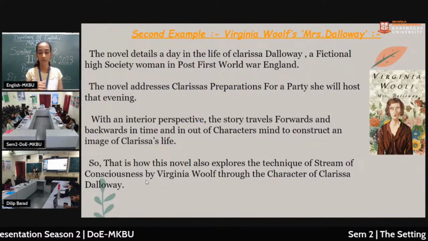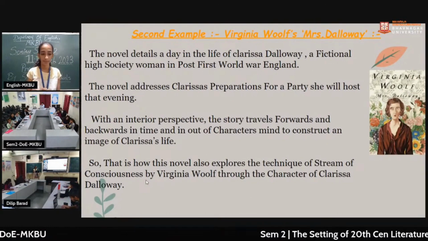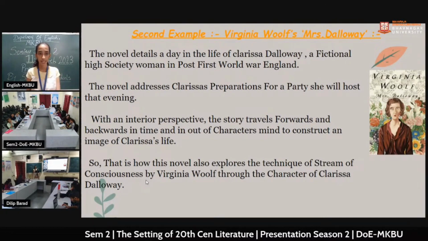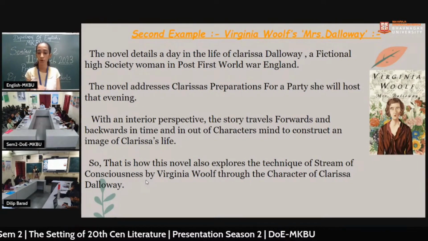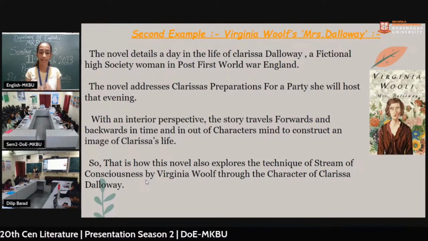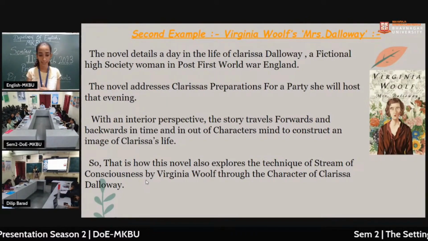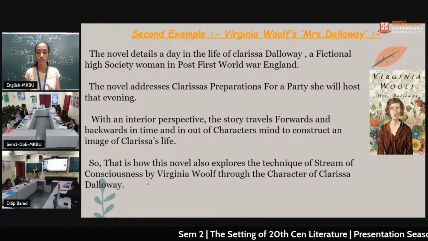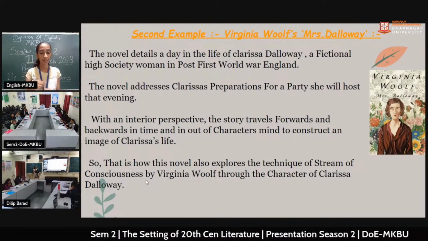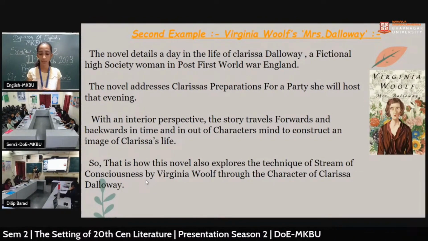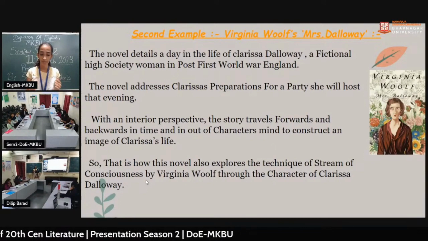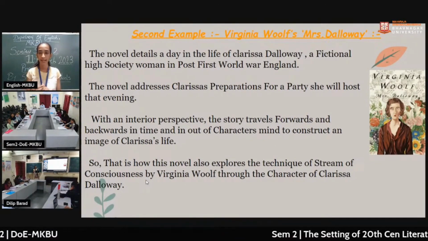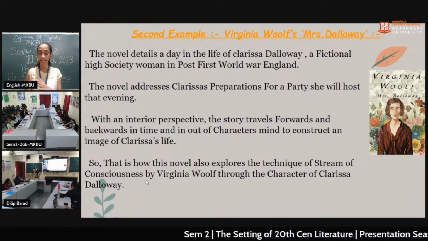Another example is Virginia Woolf's novel Mrs. Dalloway. The novel details a day in the life of Clarissa Dalloway, who is the main character and narrator, a fictional high society woman in post First World War England. The novel addresses Clarissa's preparations for a party that she will host that evening. With an interior perspective, the story travels both forwards and backwards, meaning past and present in time, and in and out of the character's mind to construct an image of Clarissa's life.